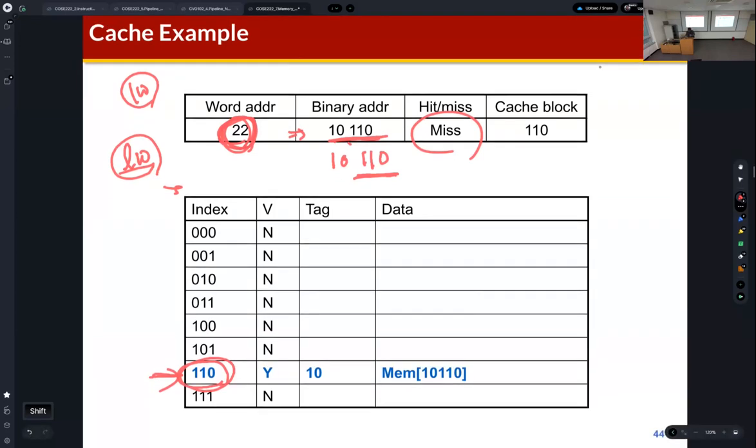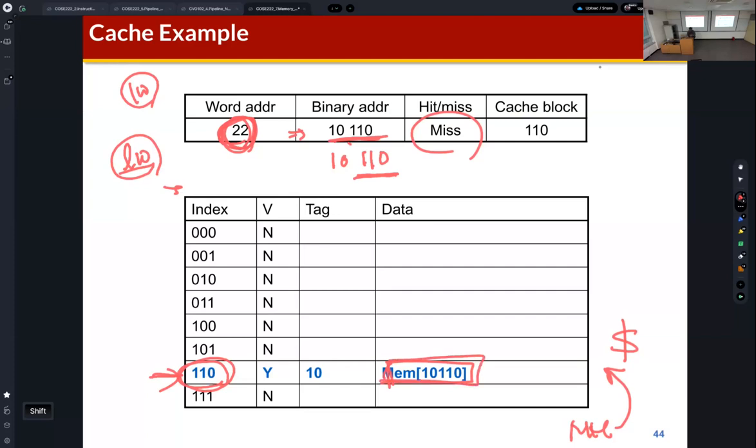Then the data is requested from main memory. The main memory is slow, so it will take more cycles. So data is transferred from main memory to the cache. Then this data is stored in the cache. You can find the data here. The new data is allocated to the cache.